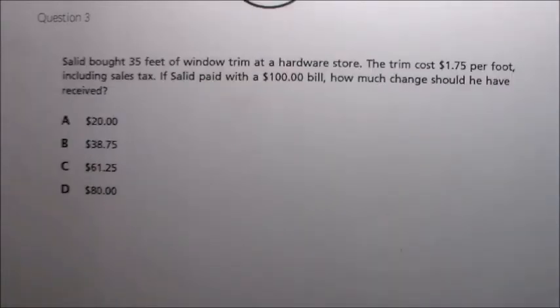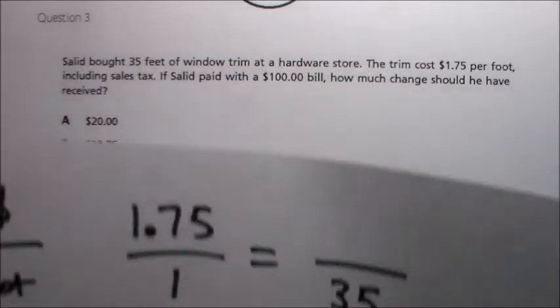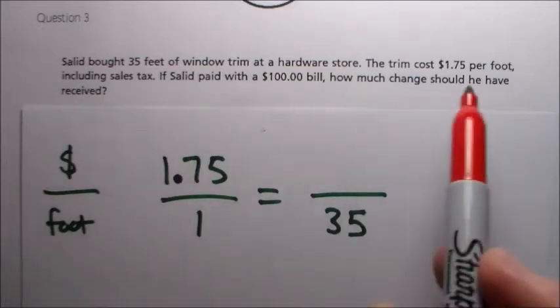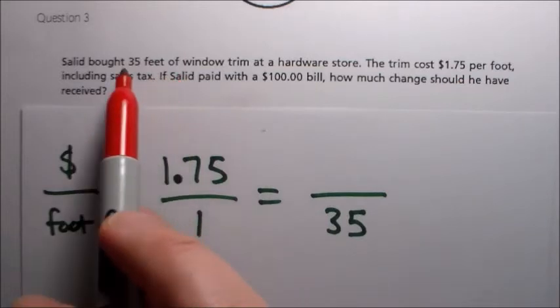Okay, question 3. Salid bought 35 feet of window trim at a hardware store. The trim cost $1.75 per foot, including sales tax. If Salid paid with a $100 bill, how much change should he have received? Okay, so we have dollars per foot. $1.75 per 1 foot equals how much per 35 feet? That's all we have to do. We know that $1.75 per foot, and we bought 35 feet.